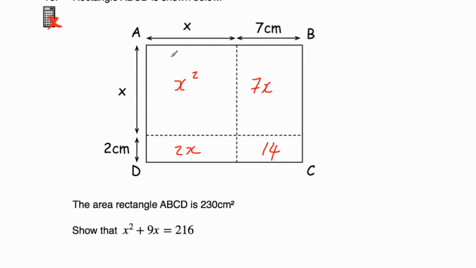So we have got the area of each one of these four regions. So this region has an area of x squared, this region has an area of 7x, this region has an area of 2x, and this region has an area of 14. So if we add them all together, that would be the area of the rectangle.